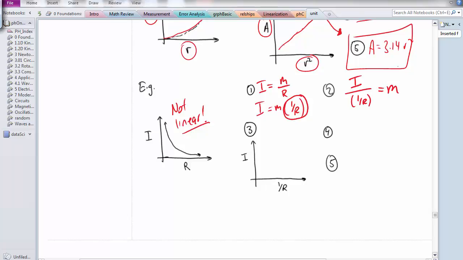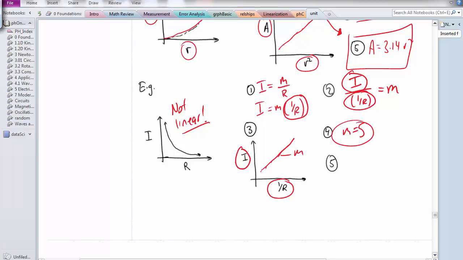Now we need to replot our variables such that we get a straight line and the slope is constant. We can do this if we put I as the y variable and 1 over r as the x variable. Then when we replot the variables, we get a straight line, and the constant of proportionality is going to be that slope m. Let's say the slope is going to be 5. I'm just making that up.